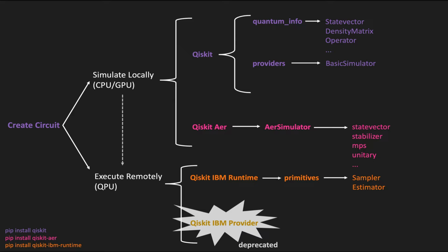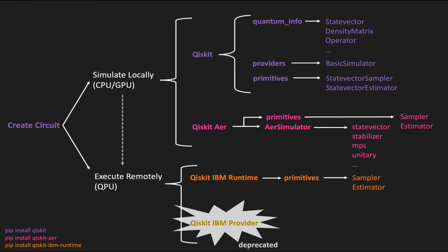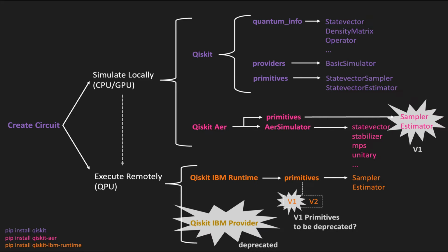So in the last video, we introduced the primitives available within the Qiskit package, which are the state vector sampler and the state vector estimator. But we mentioned that these are tied to a particular backend, which is the state vector class, which has some limitations. We've also discussed how Qiskit Aer has primitives, but unfortunately, because there are two different versions of primitives, version 1 and version 2, we were not going to cover these particular classes because they correspond to the old version, version 1, which are soon to be deprecated.